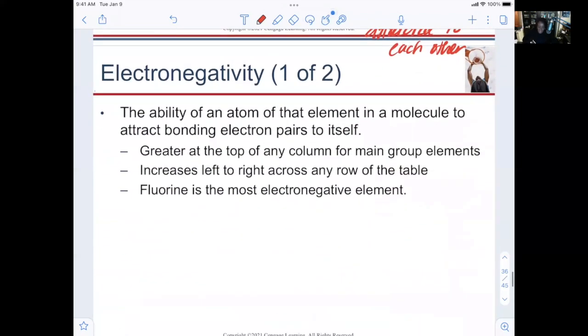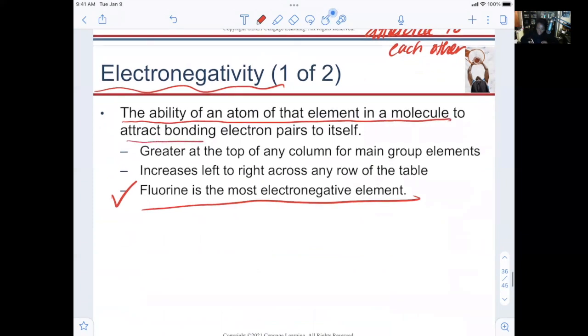I already explained electronegativity. We saw that behavior in fluorine. Fluorine is the most electronegative element. I already mentioned that. Electronegativity is the ability of an atom of that element in a molecule to attract bonding electrons to itself. If the atom is attracting its own electrons to itself, that's just being a small atom. But when you're attracting that which is supposed to be shared, that's electronegative, right? Because you're supposed to be sharing, but you're not.